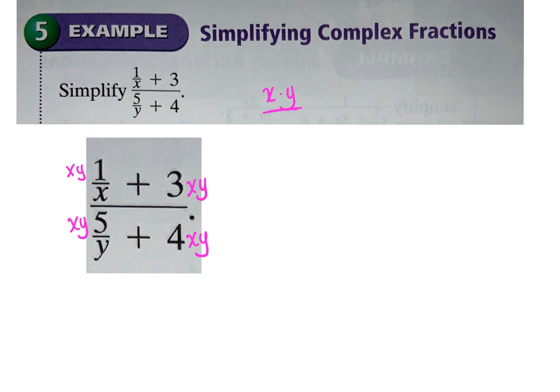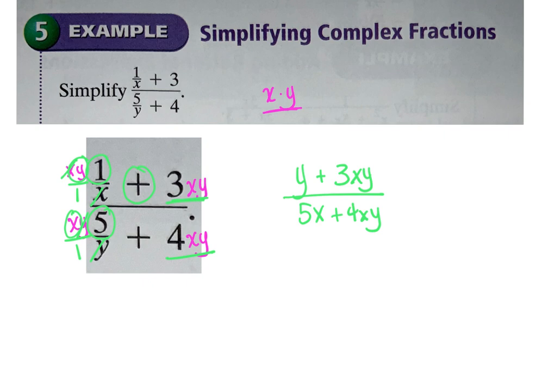Now, let's look at the first one. 1 over x times xy over 1. What happens here? I can cross-cancel the x's, and I'm left with just 1 times y. That's just a y. Plus 3 times xy, well, that's just 3xy. That's the numerator. Let's look at the denominator. This is xy over 1. What can cancel here? The y's can cancel. I'm left with just 5x. And then here, I have a plus 4xy. All right. That is one numerator over one denominator, is it not? That is as simple as I can get this.